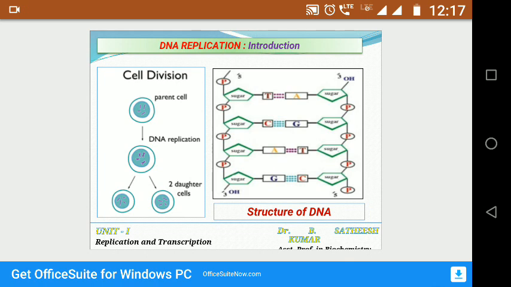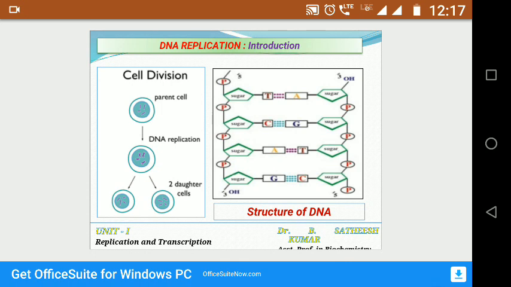Here in nitrogen, we have two different kinds of nitrogenous bases, purines and pyrimidines. Purines are adenine and guanine, pyrimidines are thymine and cytosine. So here the purines always interact with the pyrimidines because purine is having a two-membered ring structure. Pyrimidines are having only one-membered ring structure. So therefore the size of purines is more than the pyrimidines.